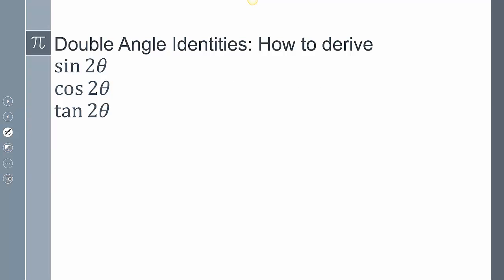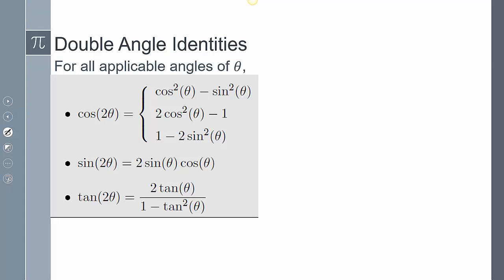So remember, the way that we derived these is by using the sum and difference identities. So we said this is the sine of theta plus theta, and we were able to derive what the sine of 2 theta is from that. And so we said that these are the identities that we needed to memorize because we need to use them in various aspects of math.